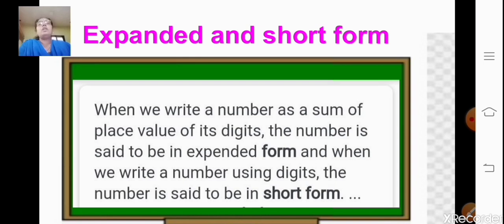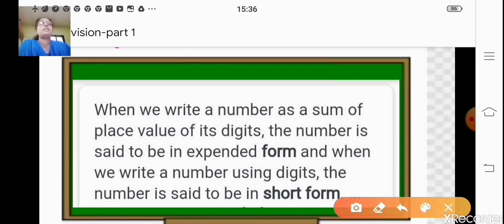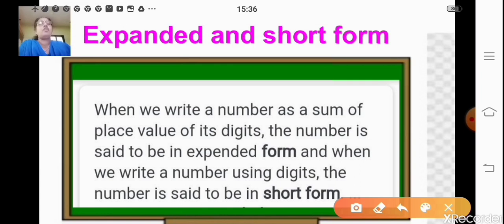Now we have also learned about the expanded and short form of a number, or you can say standard form of a number. How do we write a number in expanded form? When we write a number as a sum of the place value of its digits, the number is said to be in expanded form. And when we write a number using digits, the number is said to be in short form, or you can say standard form.